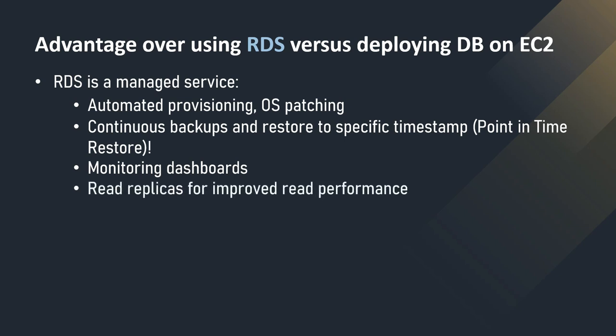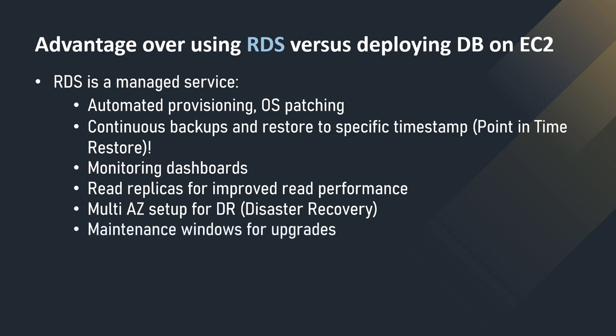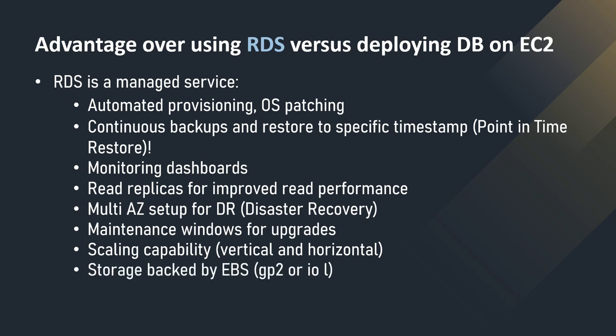You can have read replicas, which provide enhanced performance and durability of the RDS database instance. You can set up a multi-AZ that will be helpful for disaster recovery. You have a maintenance window for upgrades and you have scaling capabilities, both vertical by increasing the instance type and horizontal by adding read replicas. Finally, the storage is backed by EBS. This is something we already know, which is a GP2 volume or IO1.